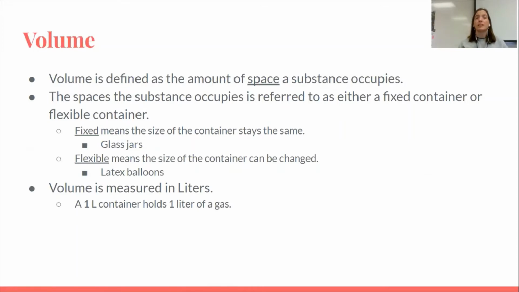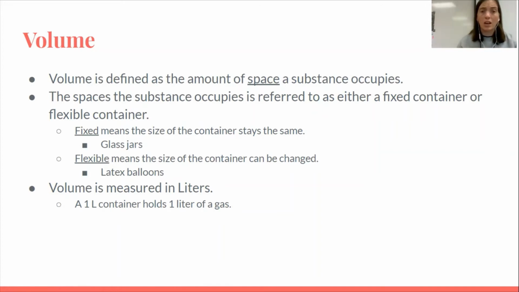Volume is defined as the amount of space a substance occupies. The space the substance occupies is referred to as either a fixed container or a flexible container. Fixed means the size of the container stays the same. Think glass jars or this water bottle. It's a hard surface, it doesn't change. So this is a fixed container.